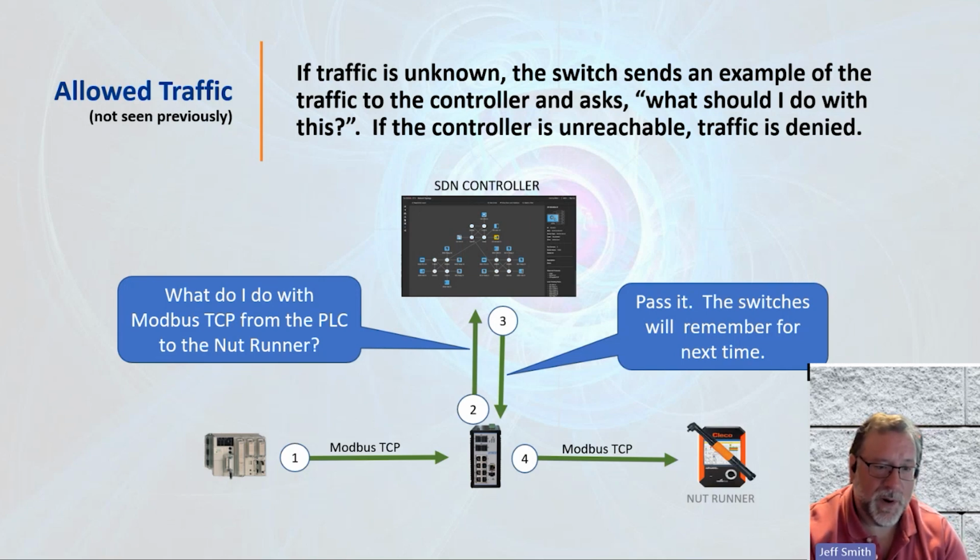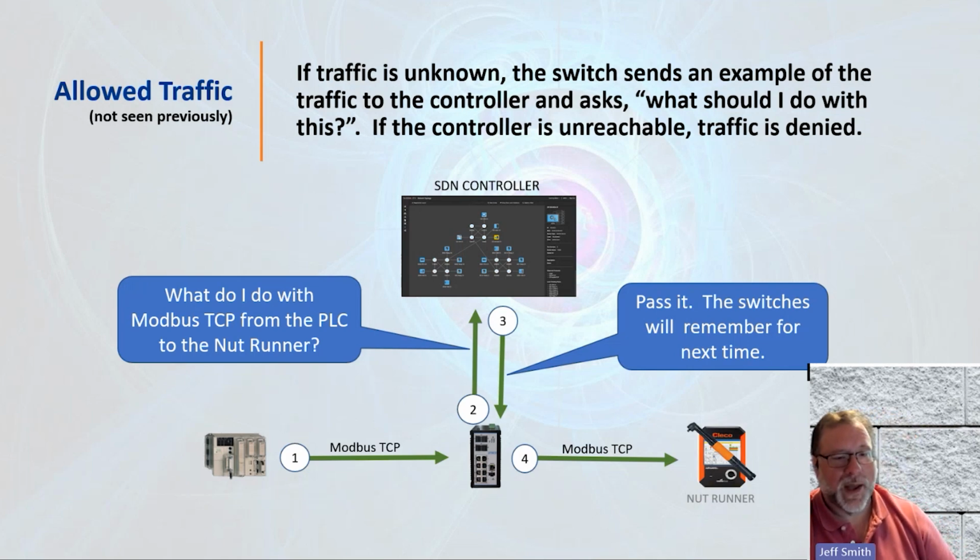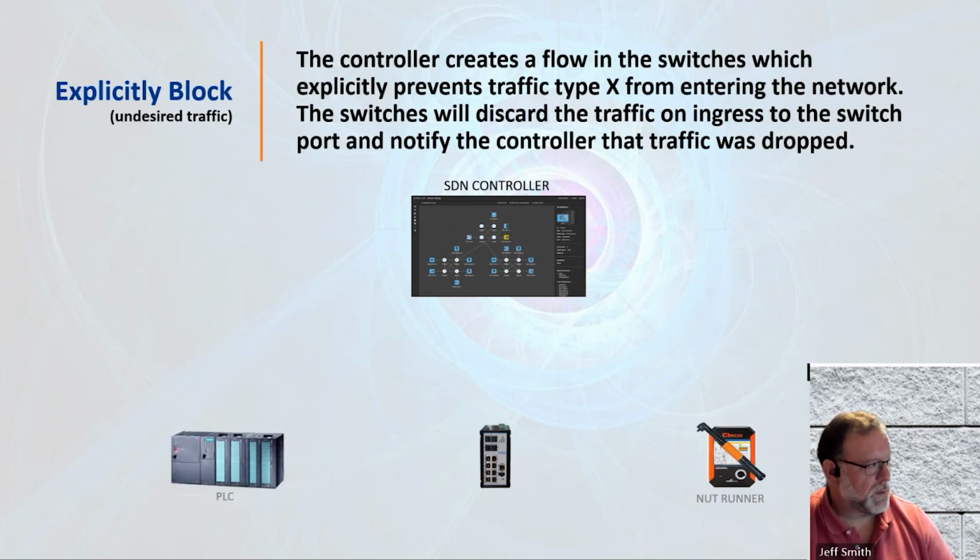If it is, it will write a flow down to the switch saying, let those two talk over SSH, and then it won't ask the controller again. You can explicitly block traffic.